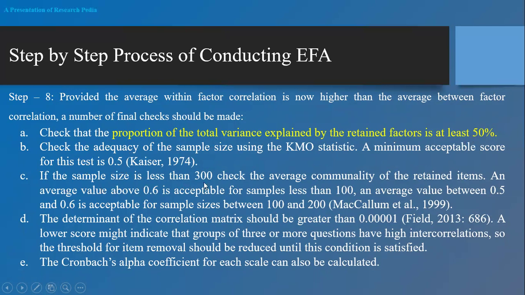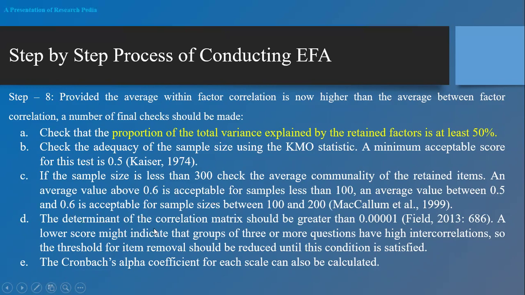If the sample size is less than 300, check the average communality of the retained items. An average value above 0.6 is acceptable for samples less than 100. So this is very important. If your sample size is less than 100, you need to consider 0.6 as an average value. If your sample size is between 100 to 200, then your average value should be between 0.5 to 0.6.